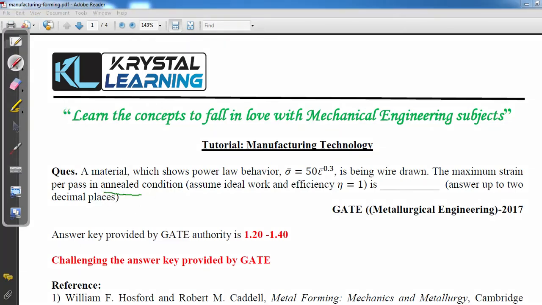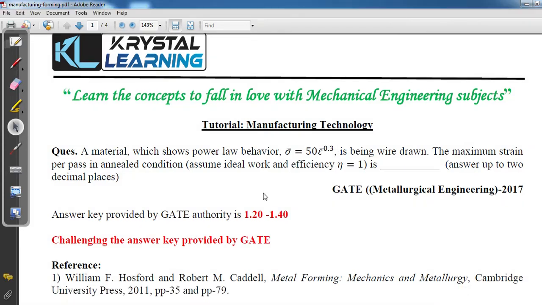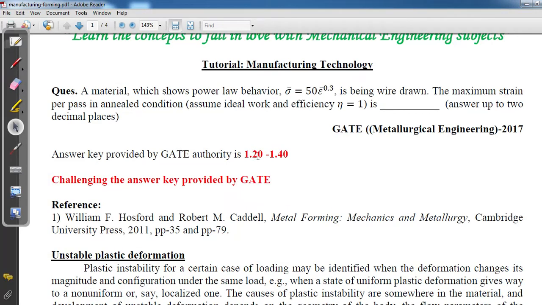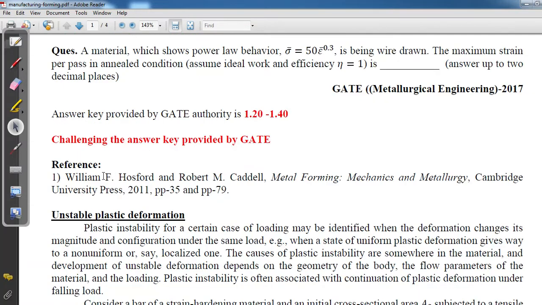The doubt comes here because of this annealed condition. If it was not written, then no doubt. But it is written here, annealed condition, so we will see what is happening because of it. The answer key given was between 1.20 and 1.40. So we are challenging the answer key, or rather we are trying to discuss what must be the right concept.